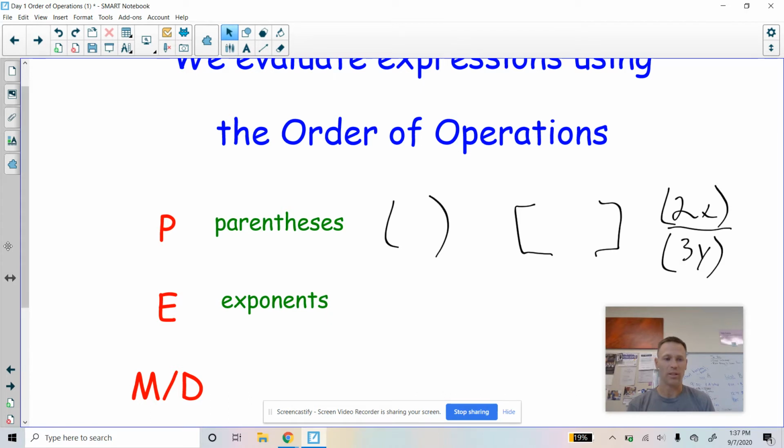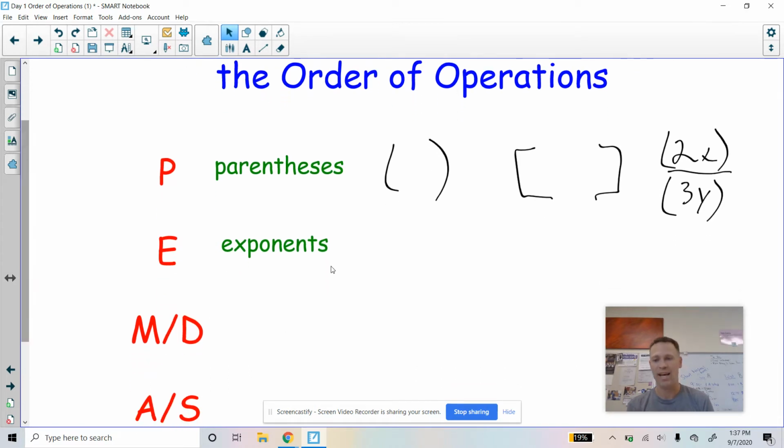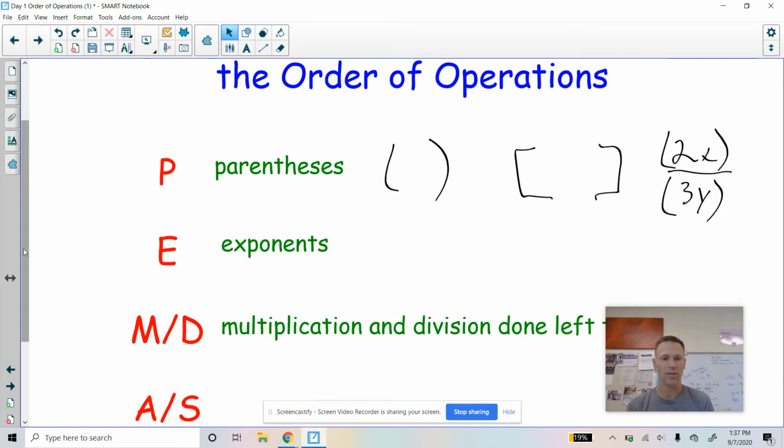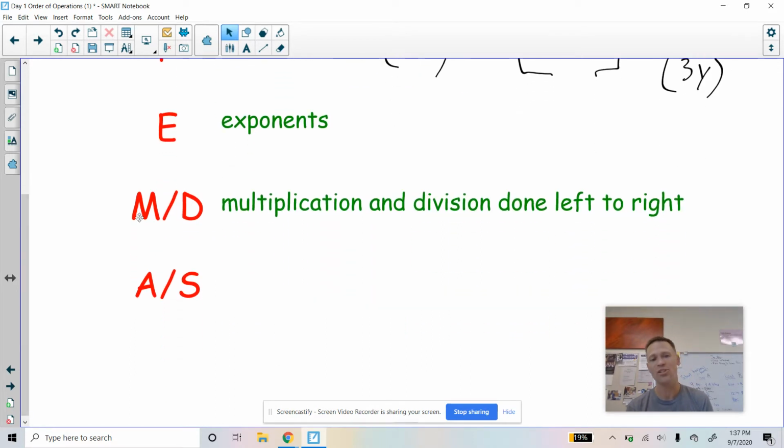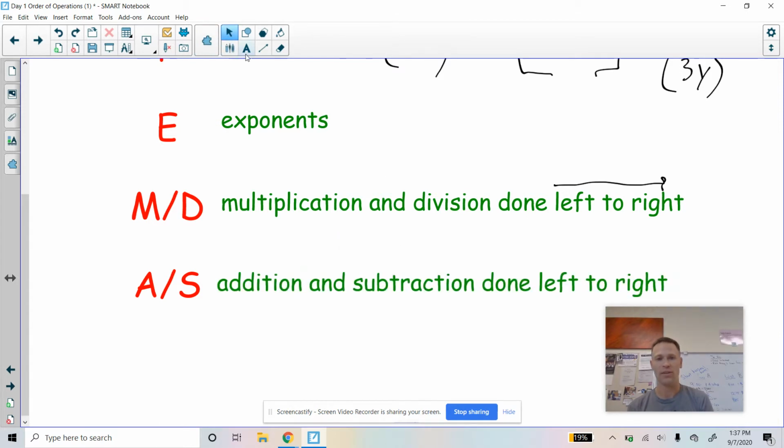E is for exponents. So we do exponents after parentheses. Multiplication and division come next. We do them from left to right. We don't do multiplication just because the M is first in the acronym. We do multiplication and division in order from left to right, whichever comes first. And we do addition and subtraction in the same exact fashion, in order from left to right, whatever comes first.